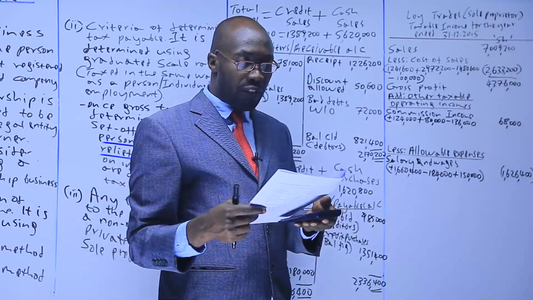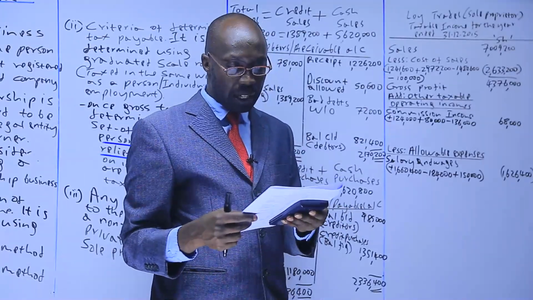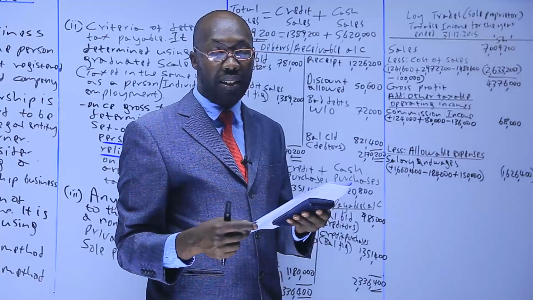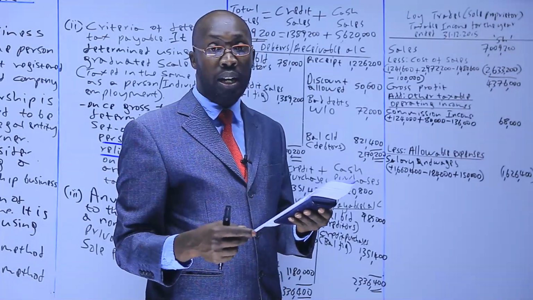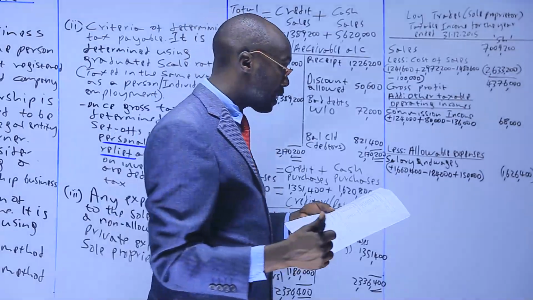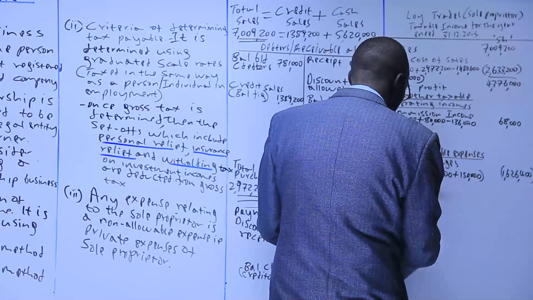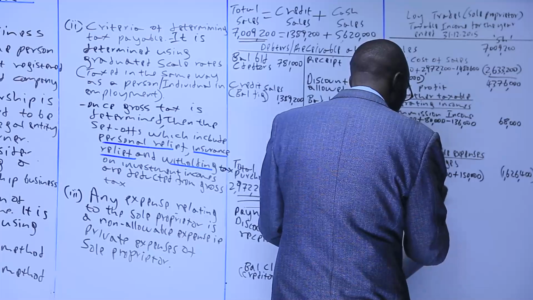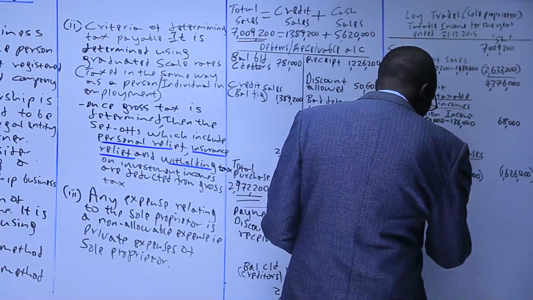Then we go back to where we found the salary. After the salaries and wages, there is rates and insurance in the cash transaction. Rates and insurance, that's allowable because they are for the business. They are allowable expenses. So we'll come here, rates and insurance.